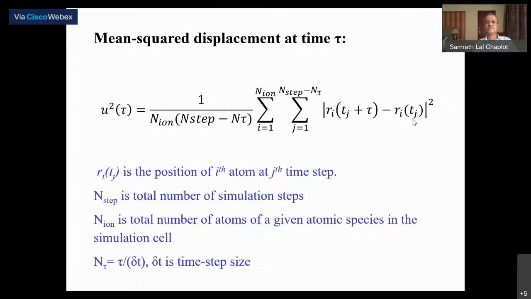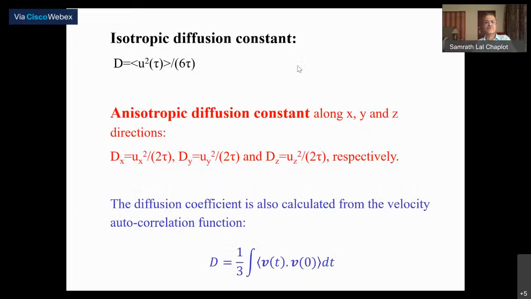So t_j is the starting time and t_j plus tau is the time after. You take the difference of the two, square it, and then sum over and average it. This is how you can get the mean square displacement. If you get u squared of tau, this would be linearly varying with the time tau, and with this linear relation, if you take the slope, you get the diffusion coefficient. So you can get the isotropic diffusion coefficient like this.